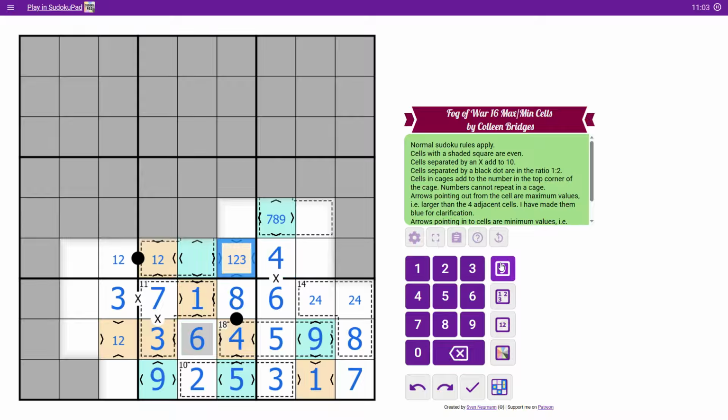That tells us that one's a 3, excuse me. And now that's a minimum. So it's got to be less than that one. So that one's got to be the 1, and that one's got to be the 2.